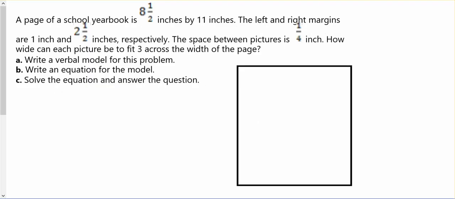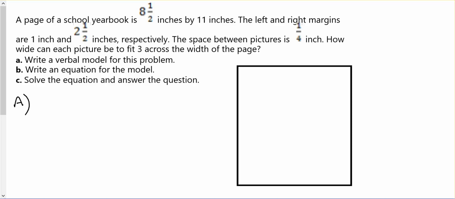So our first example here, a page of a school yearbook is 8.5 inches by 11 inches. The left and right margins are 1 inch and 2.5 inches respectively. The space between the pictures is 1/4 inch. How wide can each picture be to fit across the width of the page? So we want to make a verbal model.